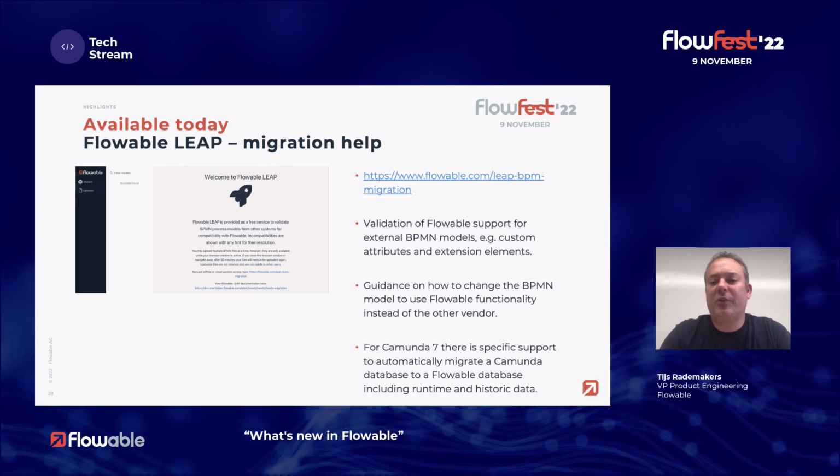In addition to that, for specifically Camunda 7, there's also an automatic migration where we can take a Camunda database and just transform that into a Flowable database and just keep all the runtime and historic data. So there's no data loss or something like that. You can just continue running your instances then on Flowable. So that's also part of this solution.